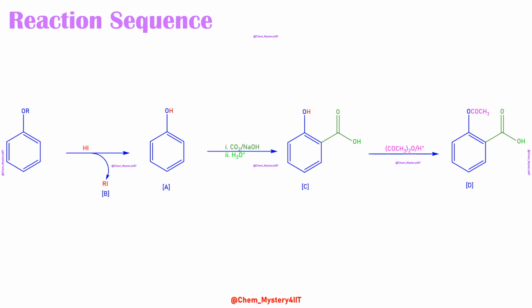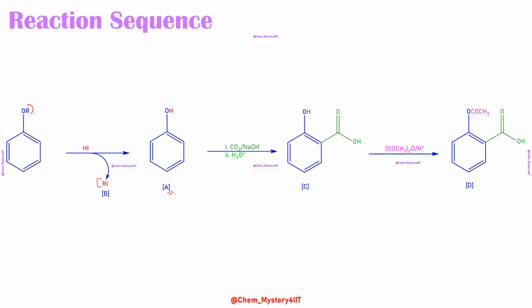Moving on, we have got here the reaction sequence. So this was phenyl alkyl ether. We don't know the nature of alkyl group. That is not necessary in this question. So when this compound is being hydrolyzed by HI, we are getting the side product as RI, and we are getting compound number A as phenol.